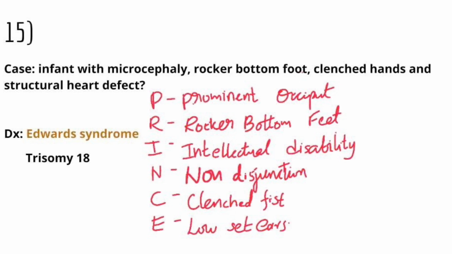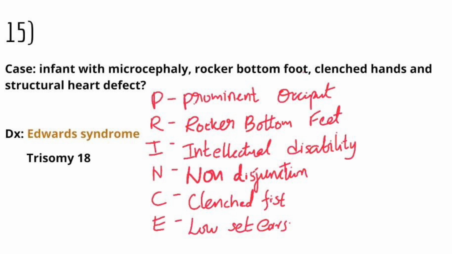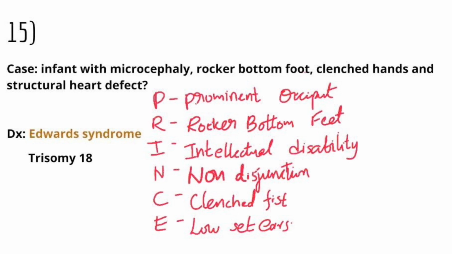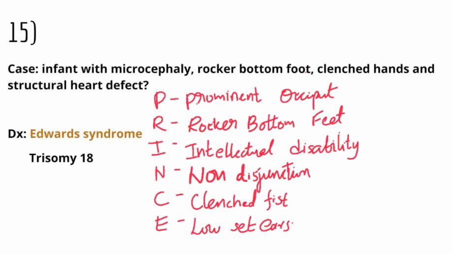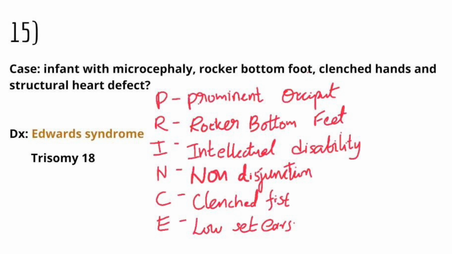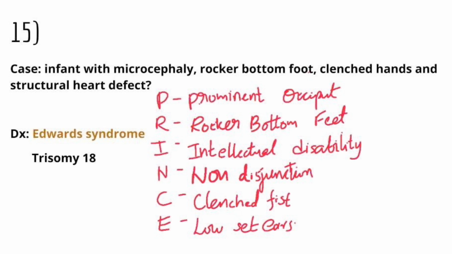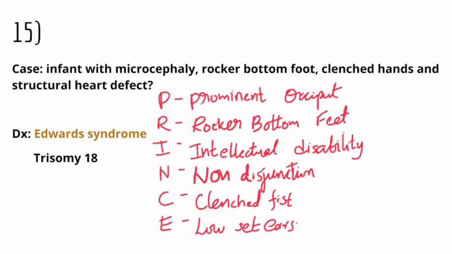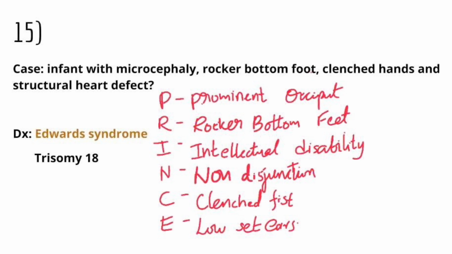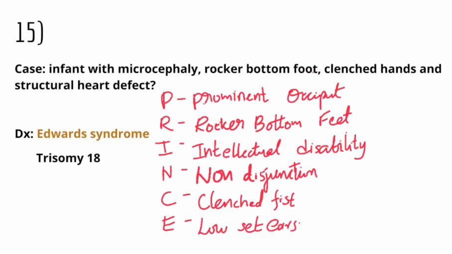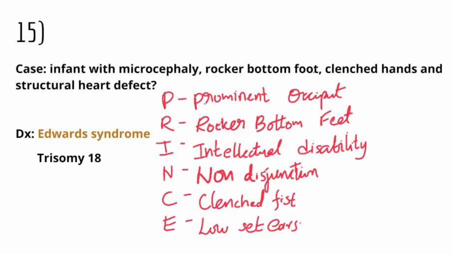Coming to clinical findings of trisomy 18: prominent occiput, rocker bottom feet, intellectual disability, nondisjunction, clenched fist with overlapping fingers, low set ears, micrognathia, congenital heart diseases, the most common is VSD, omphalocele, myelomeningocele. The death usually occurs by the age of 1 in Edwards syndrome, similar to Patau's syndrome. In this, every prenatal screening marker decreases, unlike Down syndrome.